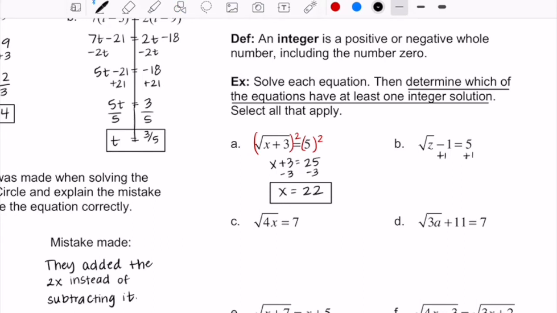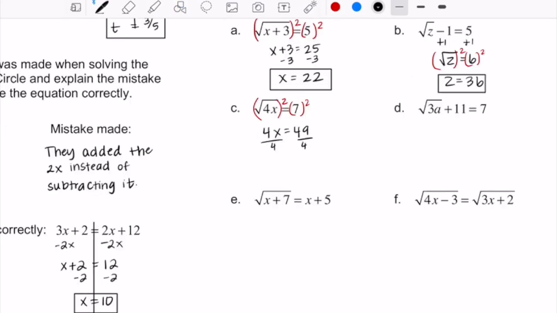On B, I need to move the 1 over first, then I'll square both sides. And so for this one, I'll get z equals 36. 36 is an integer, and so I'll include that in my list later. On C, I'll square both sides. I'll divide both sides by 4. On this one, the answer works out to be 49 over 4, which is not an integer, so I will not include this one in the list.